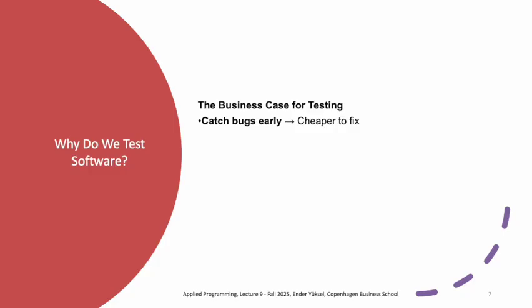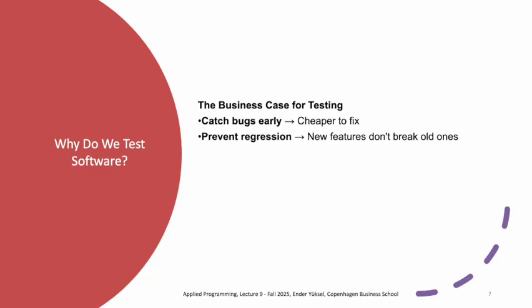Think about it. If you discover a calculation error in your pricing algorithm before launching the product, you can fix it in a minute. If customers discover it after they've been charged, you're dealing with refunds, legal issues, and angry customers on social media.